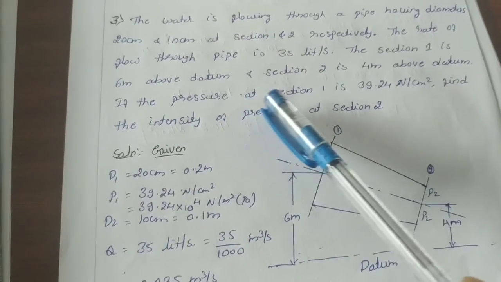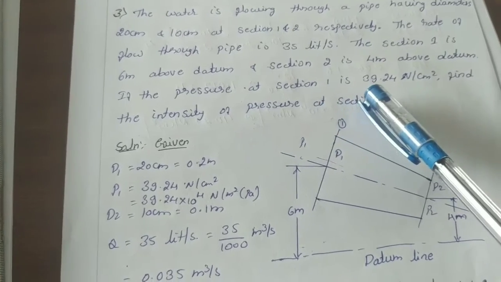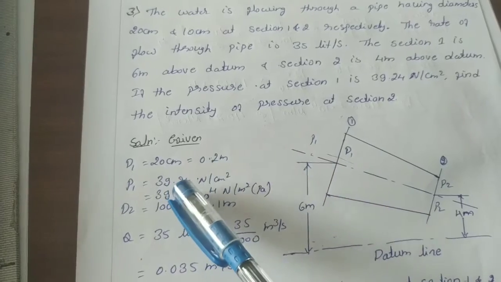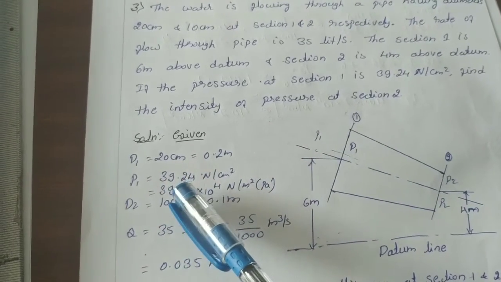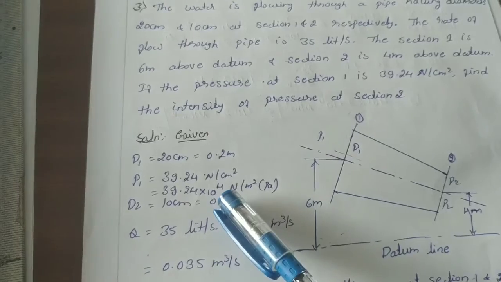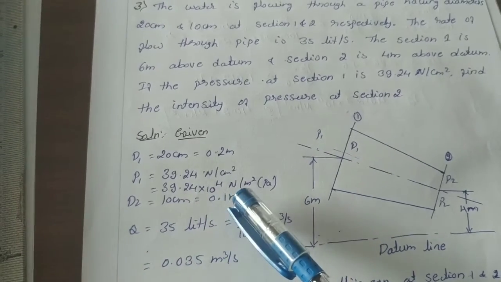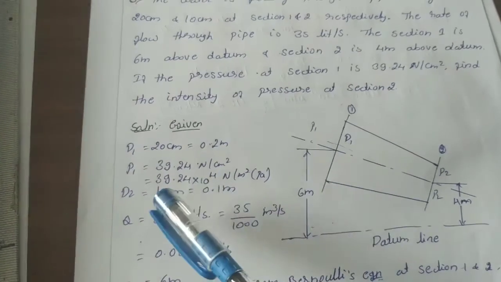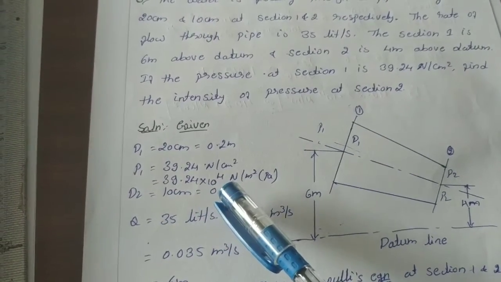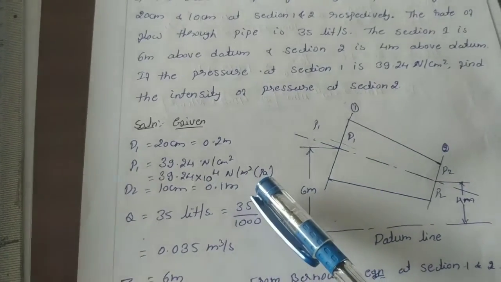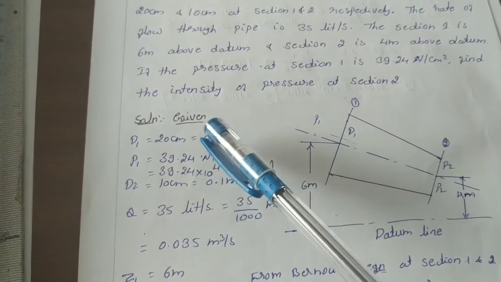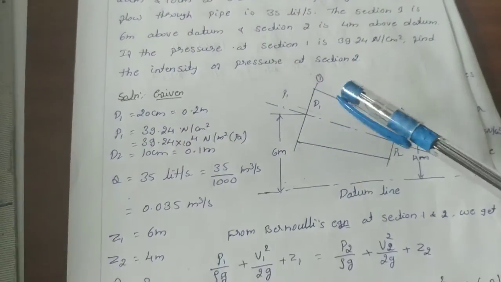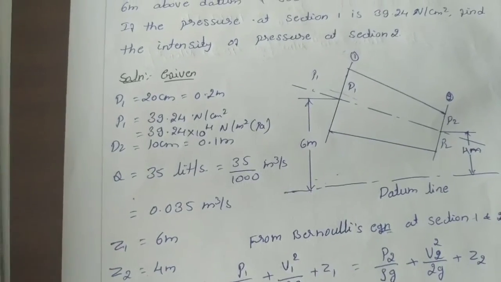The pressure at section 1 is 39.24 Newton per centimeter square. So P1 is equal to 39.24 Newton per centimeter square. That is converted into Newton per meter square, called Pascal, by multiplying by 10 to the power of 4. That is 39.24 into 10 to the power of 4 Newton per meter square. Now, what do we have to find? The intensity of pressure at section 2, so we have to identify P2.